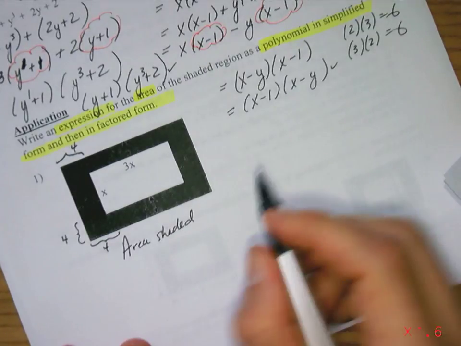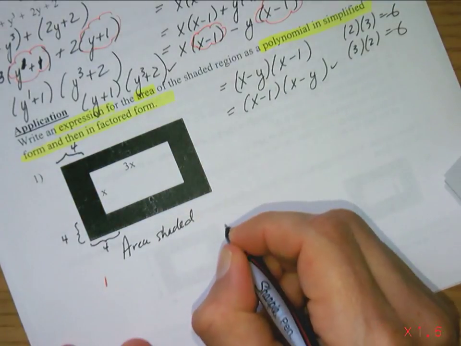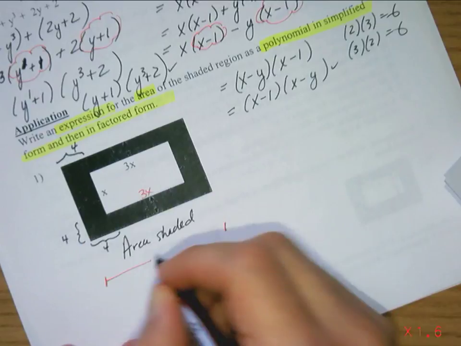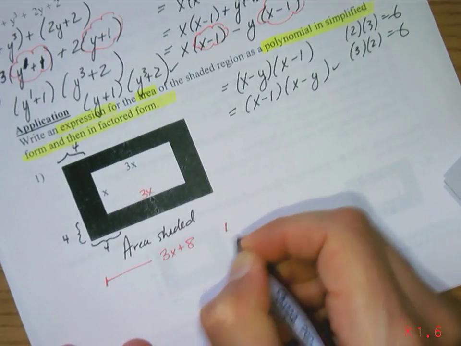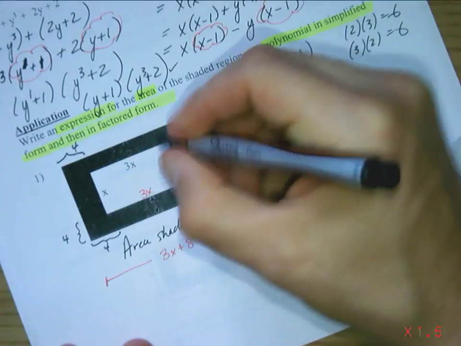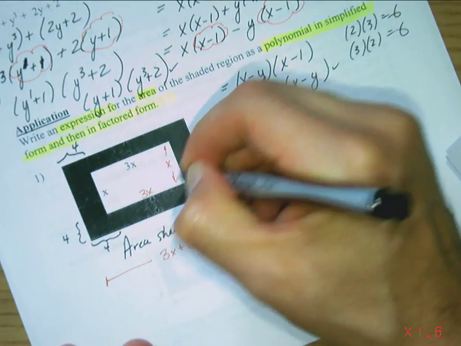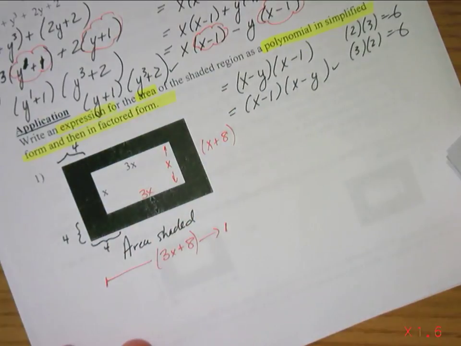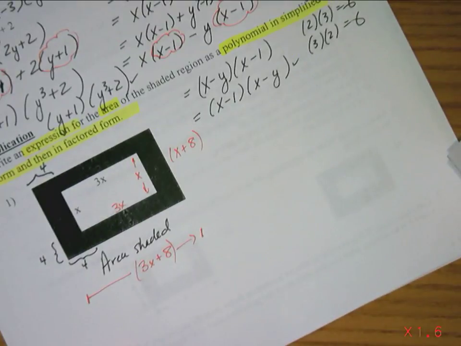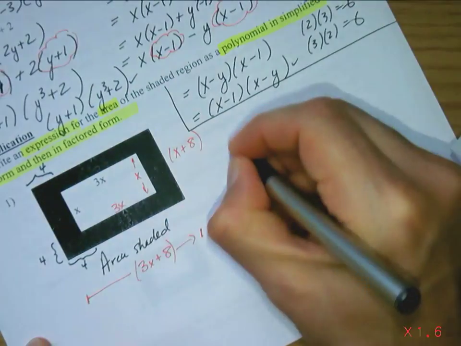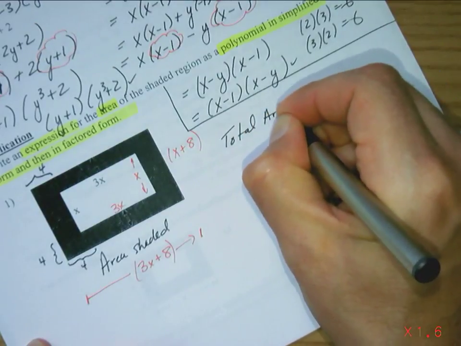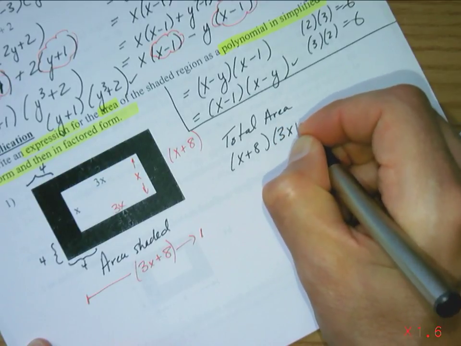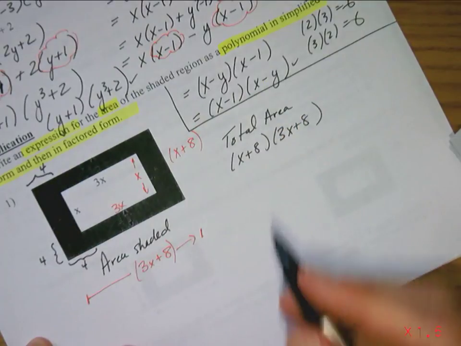So the entire length of this thing, from this end to this end, will be 3x with a 4 added here and a 4 added here. So it's 3x plus 8. This entire length will be the x plus a 4 and a 4, so it's actually going to be x plus 8. And this is 3x plus 8. So that's the total area, right? So your total area is going to be x plus 8 times 3x plus 8.